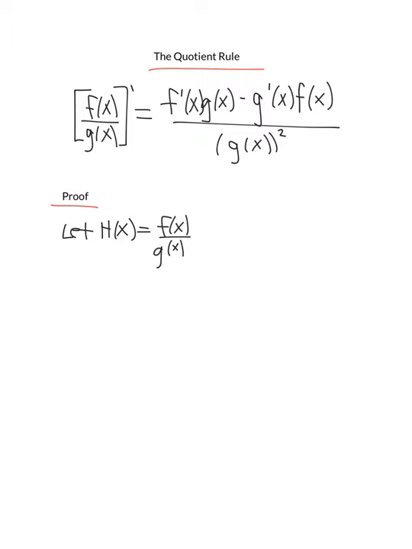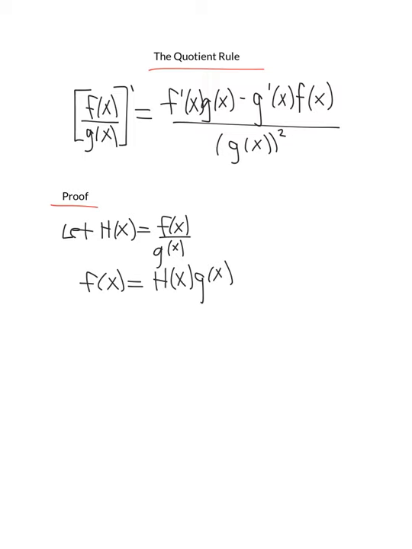To start this proof off, I'm going to let h of x equal that quotient, my f of x over g of x. And because I have this, I can actually rearrange it. So I am able to say that f of x is equal to h of x times g of x.